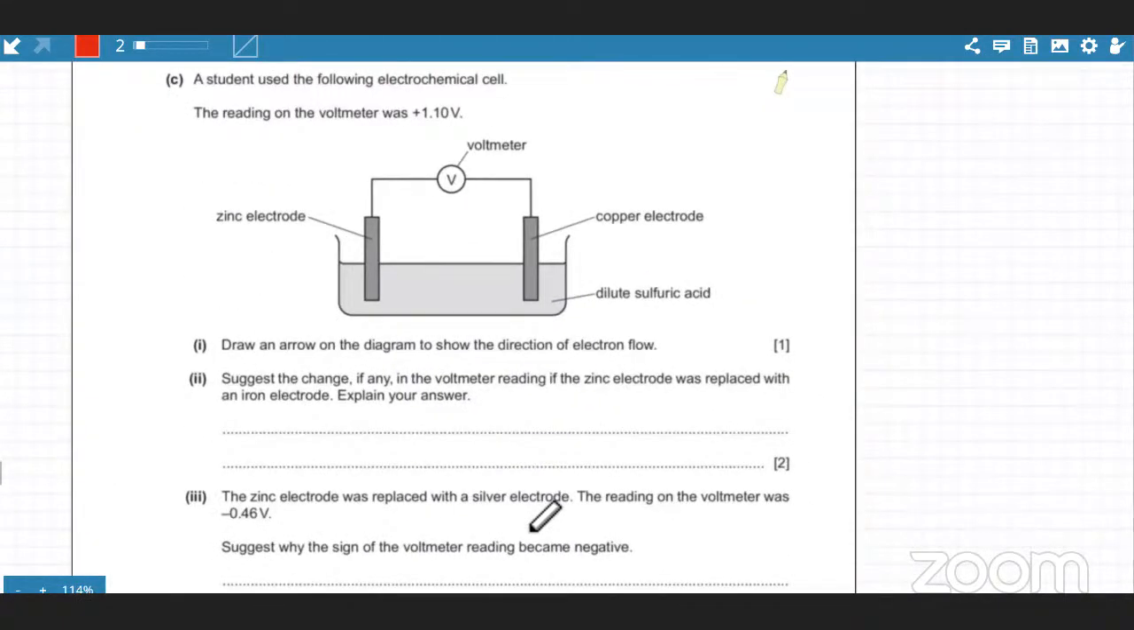The next part of the question is: a student used the following electrochemical cell. The reading of the voltmeter was 1.10 volts.